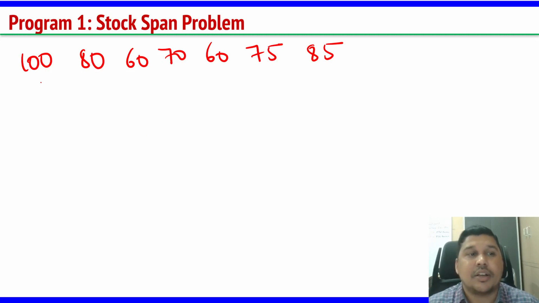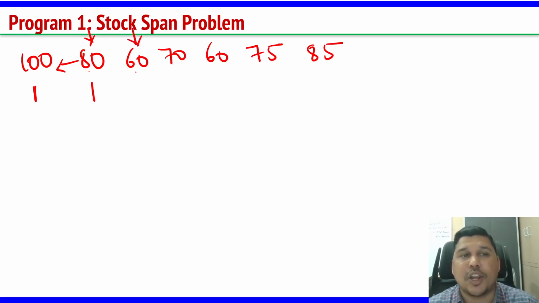Let's see. First day it is 100, so we don't have any previous day. We'll put that by default as 1. Next day it is 80. Was the previous day's stock value less than 80? No. Just put 1.